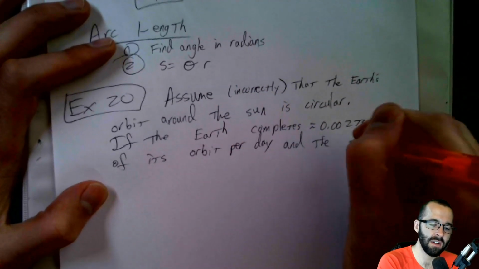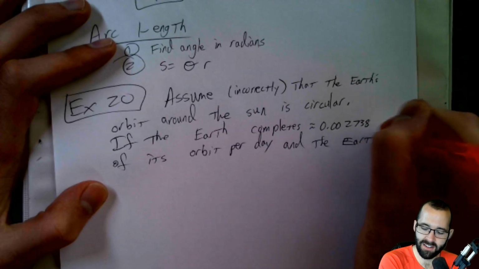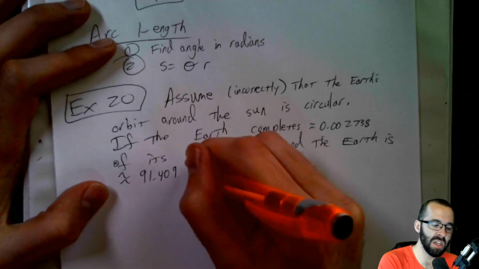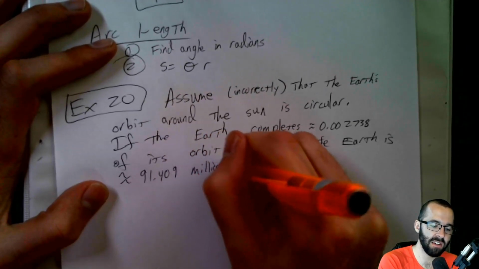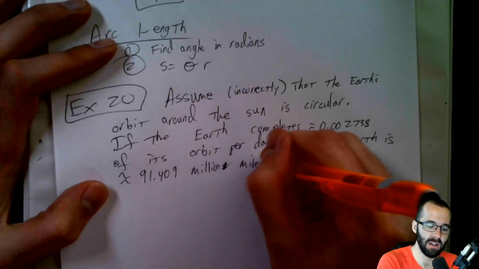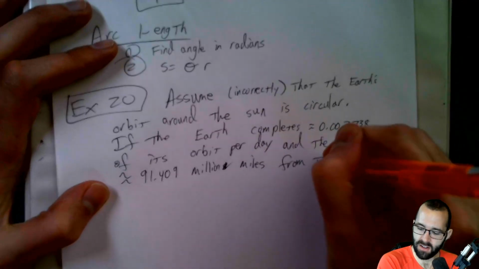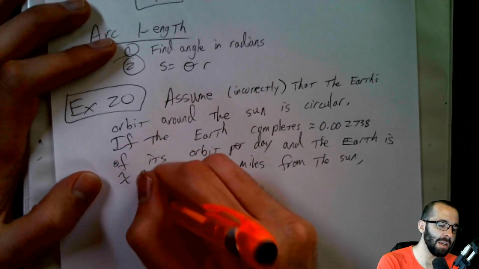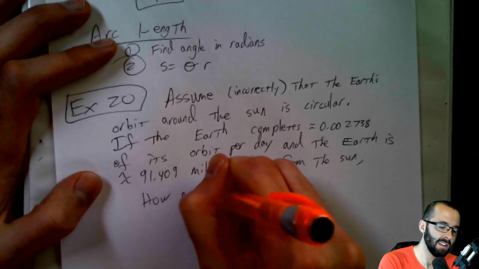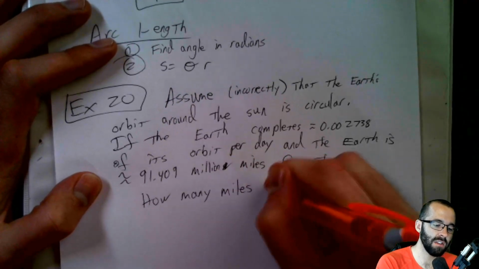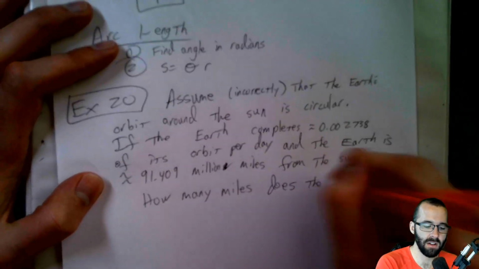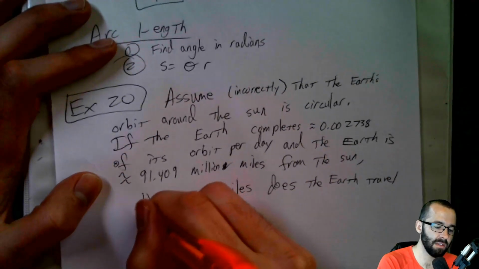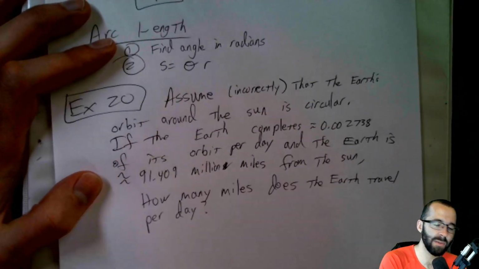and the Earth, that's an E, is approximately 91.409 million miles from the sun, all right, I promise the question is coming. The question is, how many miles does the Earth travel per day relative to the sun? All right, so we're going to do a little bit of trig.